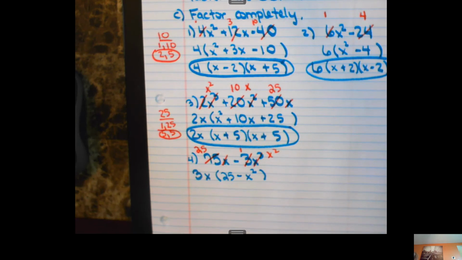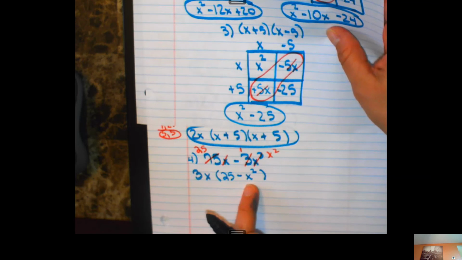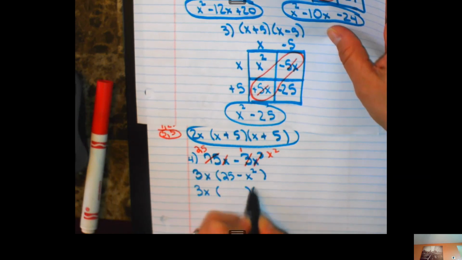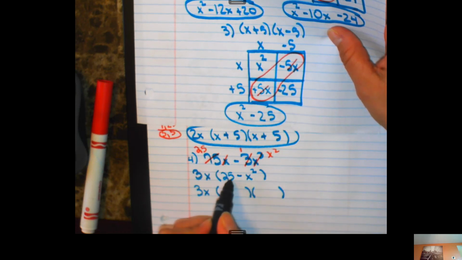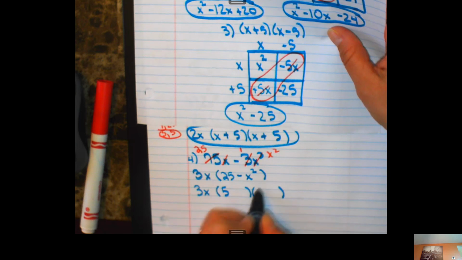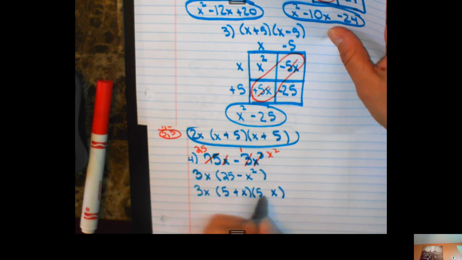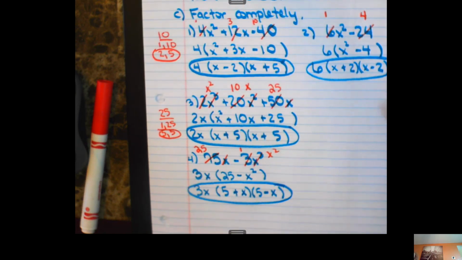This is very similar to this one here, except for just notice it's reversed. So I'm going to bring down the 3x, 2 sets of parentheses. I'm not putting x and x in the front this time. I'm putting the number in the front. What times itself gives you 25? 5 and 5. What times itself gives you x squared? X and x. And same thing, we do the different signs like we did above. So this would be your factored answer. So if the number is in the front, the number stays in the front.